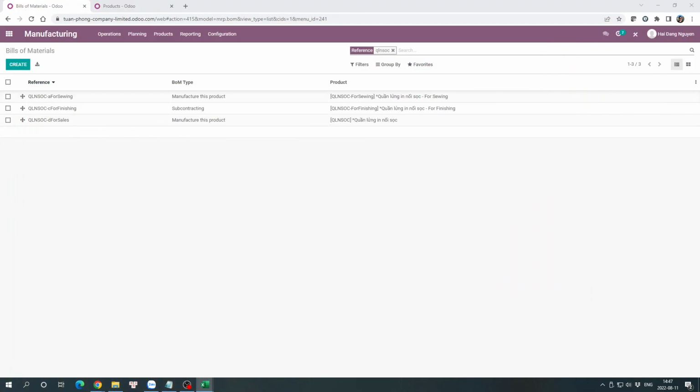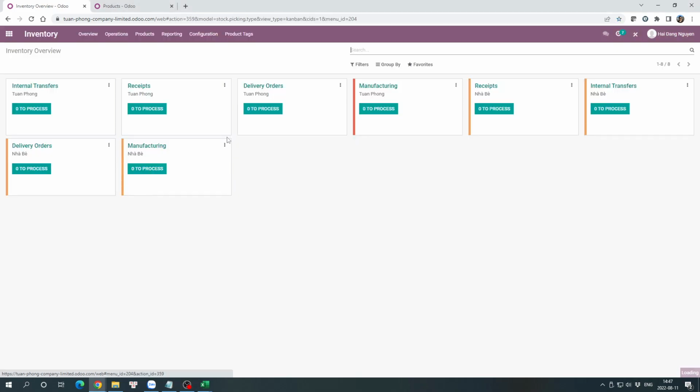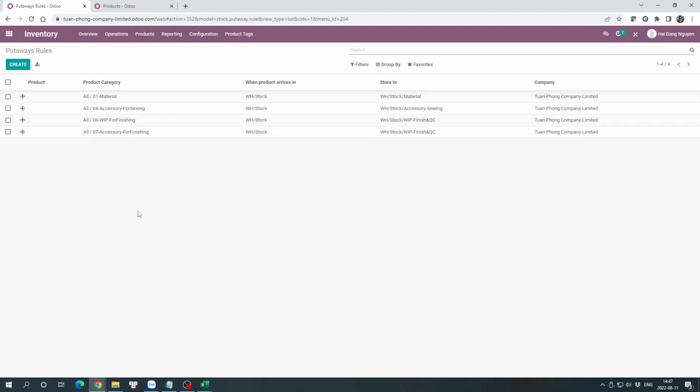Right, so let me show you a big picture overview of our put away rule to recap. We want to go into inventory, look at put away rules. See, so my put away rules are in line with product category and in line with the flow of production that you saw just before. Material, go here, go here. This category goes here and go to this location. So product category and locations go hand in hand.